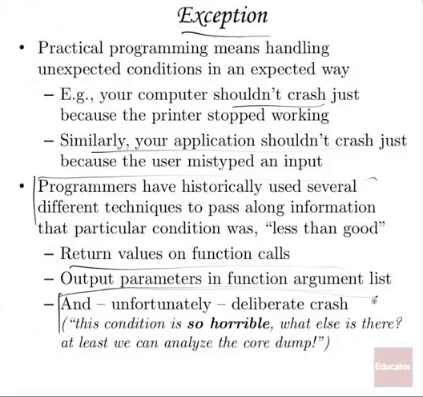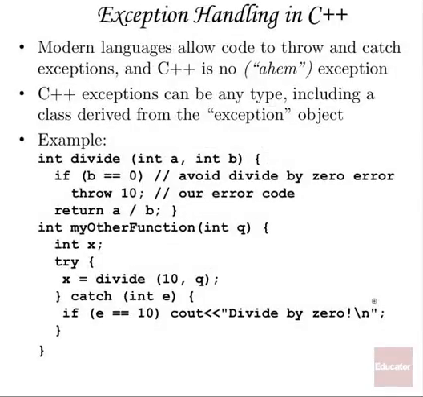But with an exception, you can throw an exception, and anybody who doesn't need to handle the exception doesn't need to look at it, because it'll automatically kick itself up each function call until it gets to somebody who's handling that particular exception. So C++, like modern languages, allows code to throw and catch exceptions, and C++ is no exception to that rule.